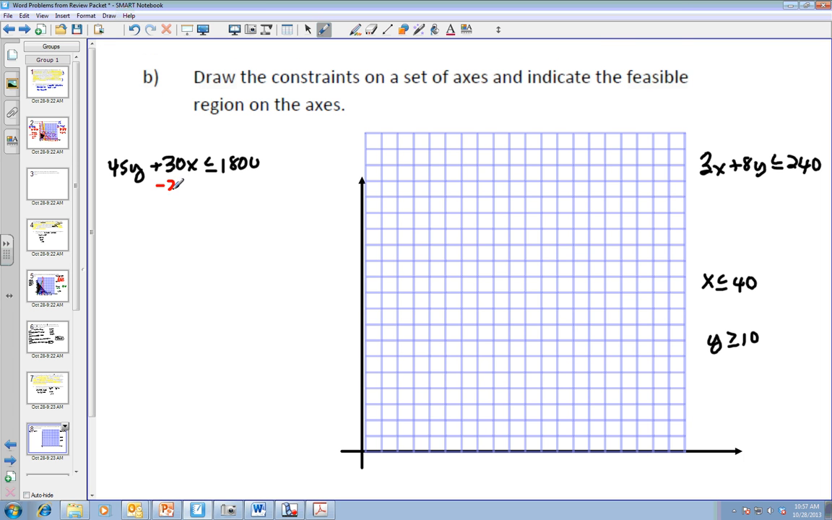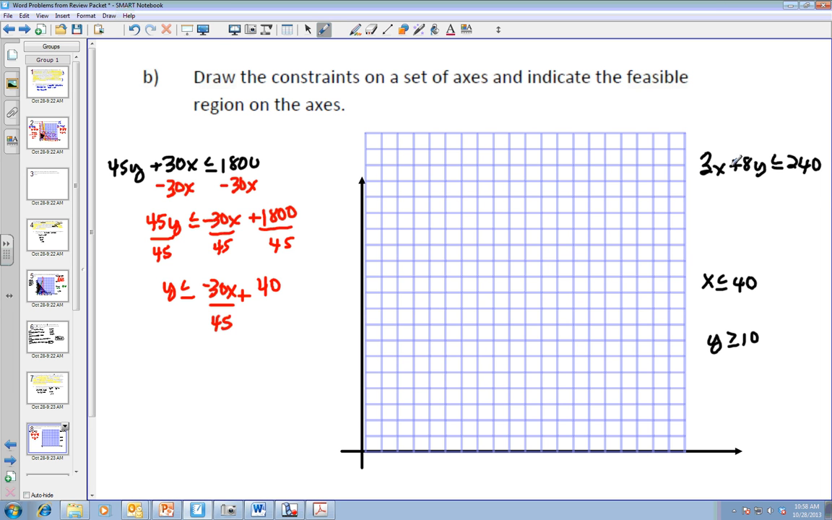The first thing I'm going to do on this one is subtract 30x. So I have 45y is less than or equal to negative 30x plus 1800. Divide by 45, and I get y is less than or equal to negative 30x over 45 plus 1800 divided by 45, which is 40. I know that will simplify, but whenever I graph it, it may be easier to say 30 over 45.